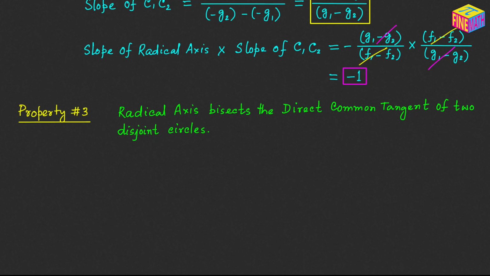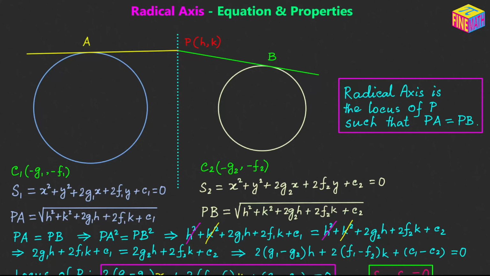The property number 3 says radical axis bisects the direct common tangent of two disjoint circles. Now for this proof, let me scroll up and I am back to the top again. So here I am going to draw a direct common tangent for these two circles. Let's suppose that red color line that I just drew, that is the direct common tangent for these two circles. And let's suppose that it touches the circles at points E and F. And also let's suppose that it intersects the radical axis at point Q.